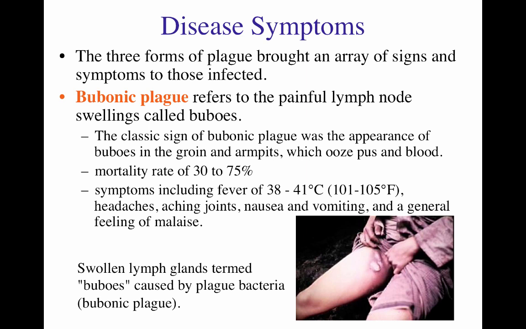The mortality rate of the bubonic plague is between 30% to 75%. And the symptoms are fever, a very high fever between 38 and 41 degrees. Patients also undergo headaches, joint pain, nausea, vomiting, and a general sense of malaise. Now, patients that have the bubonic plague can pass it to other people once that plague goes systemic.